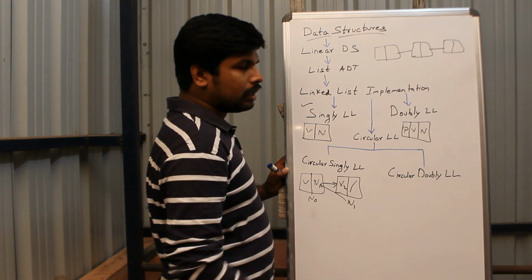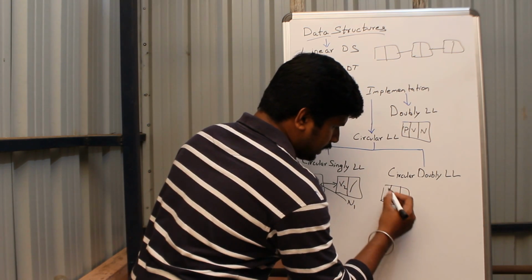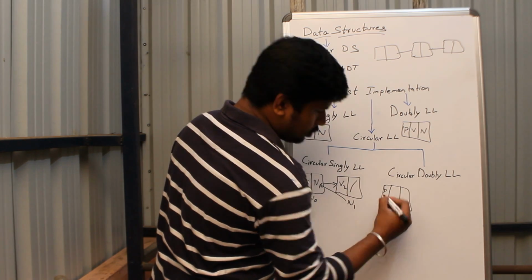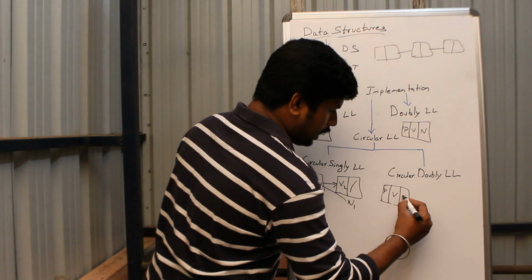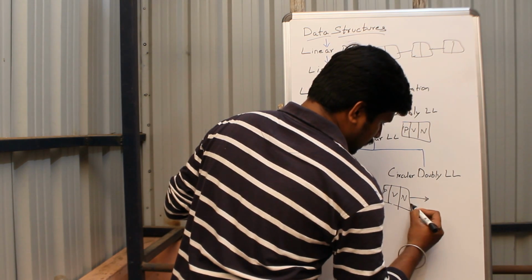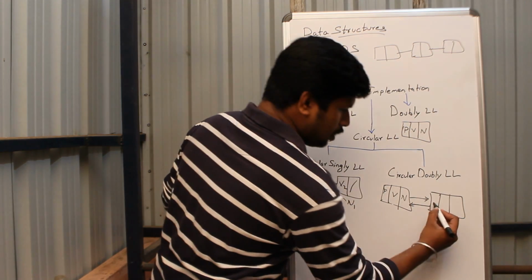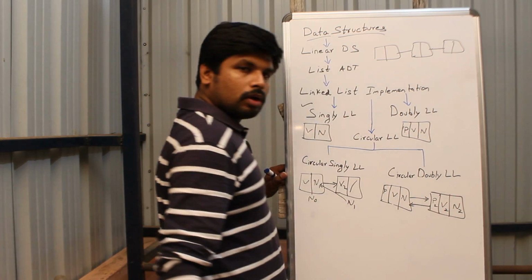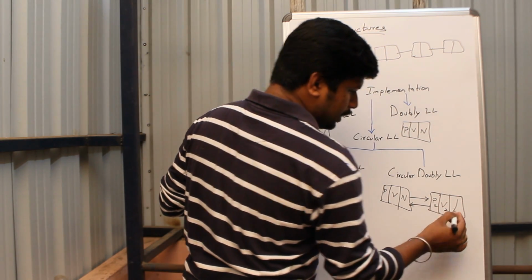Whereas a doubly linked list is connected as follows: a doubly linked list consists of a first segment, second segment, and third segment. The first segment consists of the address of the previous node, the value of that node, and the address of the next node. And similarly, the next node: previous node, value, and next node. If there is no next node, we will complete it with a null symbol.